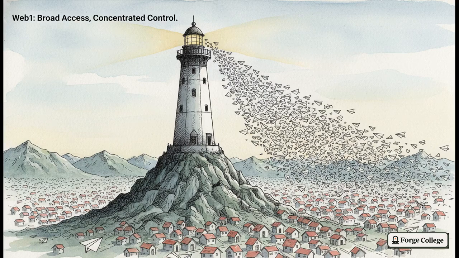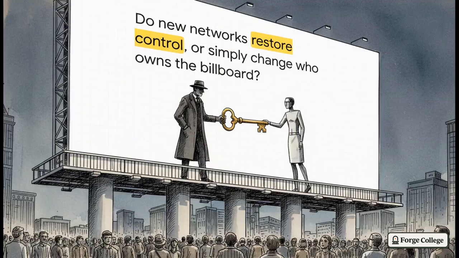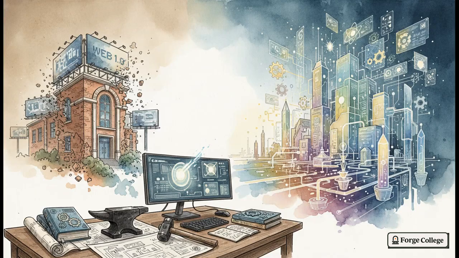However, it heavily centralized control in the hands of major content hosts and a few key directory owners. The architecture made the web accessible, sure, but it made ownership highly concentrated. So, as you move forward in this course to analyze modern decentralized networks, I want you to keep this Web 1 blueprint in the back of your mind. Ask yourself this provocative question. When a new Web 3 protocol claims to remove centralized gates, does it actually restore user agency and state, or does it just hand the keys over to a brand new billboard owner? Understanding what the original internet lacked is really the only way to critically evaluate what new networks are actually trying to solve.